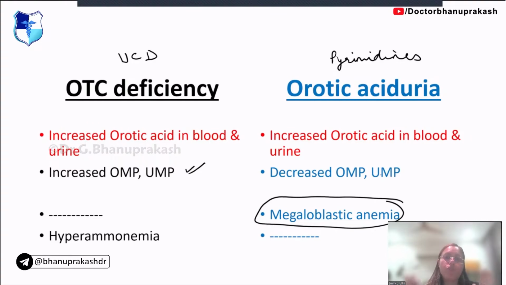So again, this slide you will not find in any book or anywhere else. I have specially worked on this whole PPT for you guys for this session, right? So this is very important to distinguish between these two. Otherwise, quickly when you see increased orotic acid in blood and urine, you might go towards OTC deficiency. But you need to be very careful in reading the question once again, and you should have this in mind that it can be OTC deficiency or orotic aciduria.